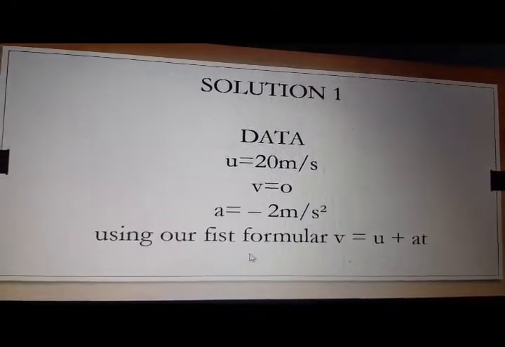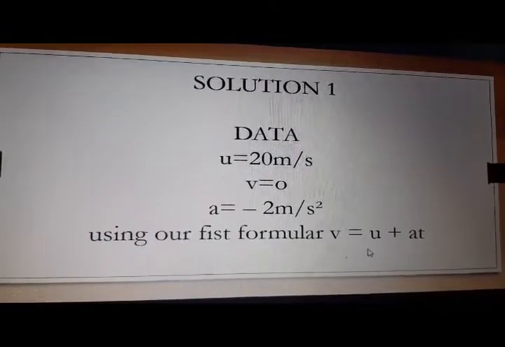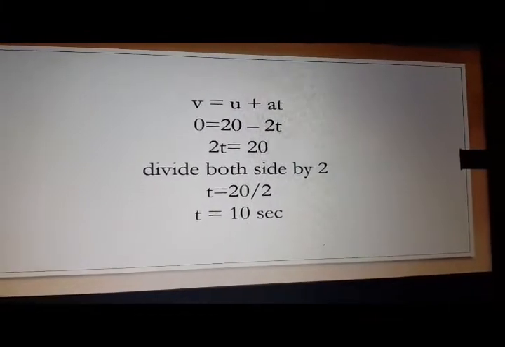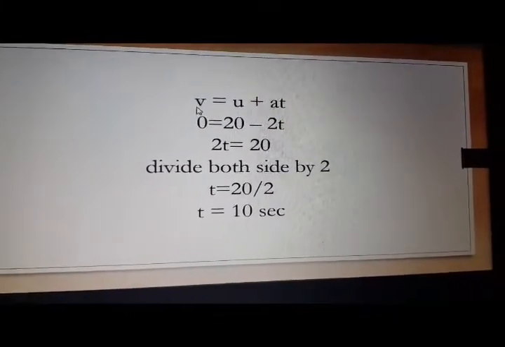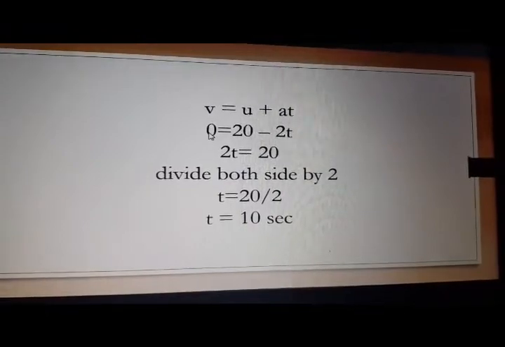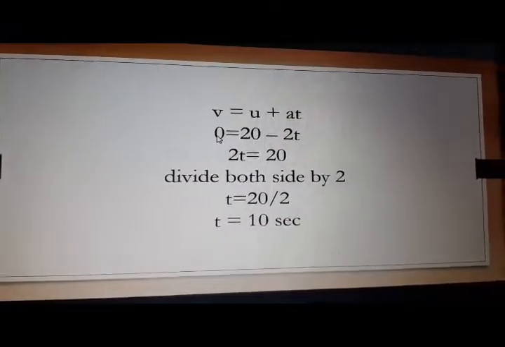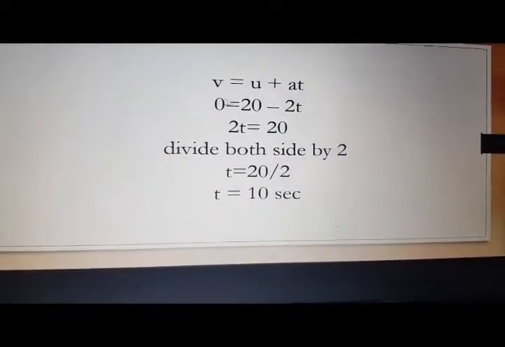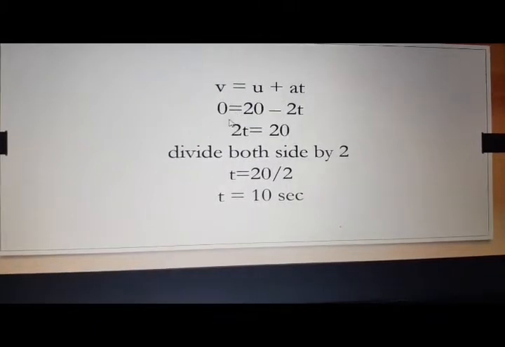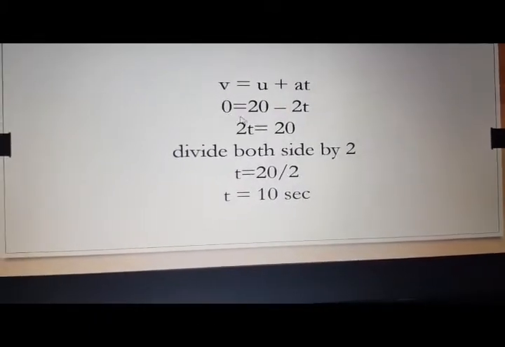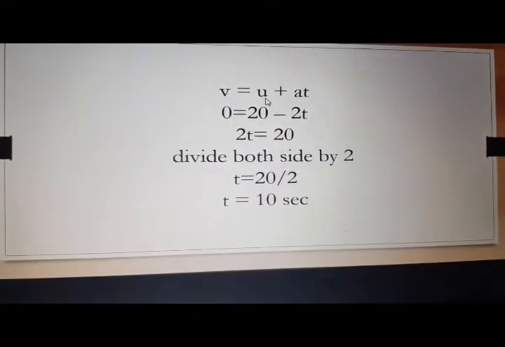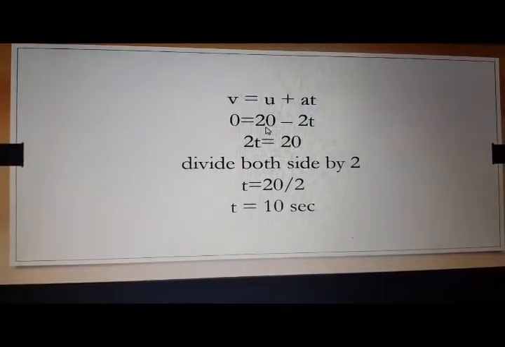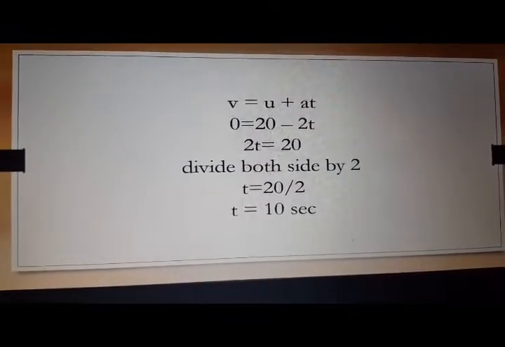So using our first formula, that says V is equal to U plus AT. This is our formula. We can insert our values, which is 0 as our final velocity. So class, this is the formula that we are using to calculate our time. As we can see, we can insert our values. This U represents 20. If we remember from our data, this 20 is our initial velocity.